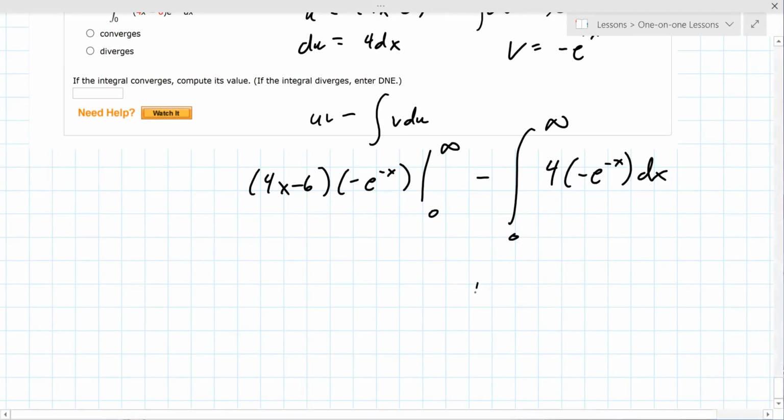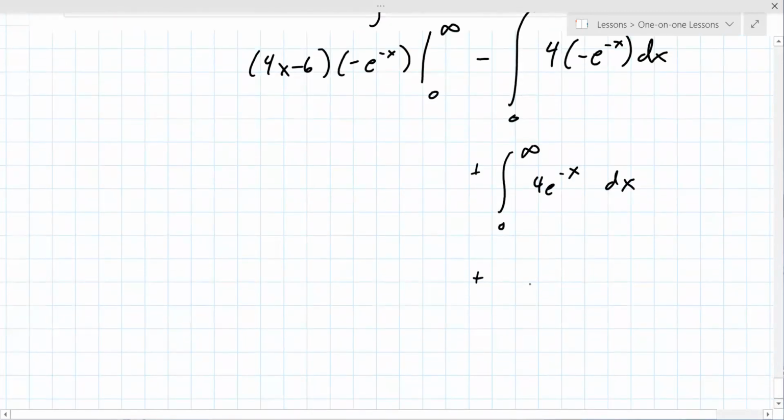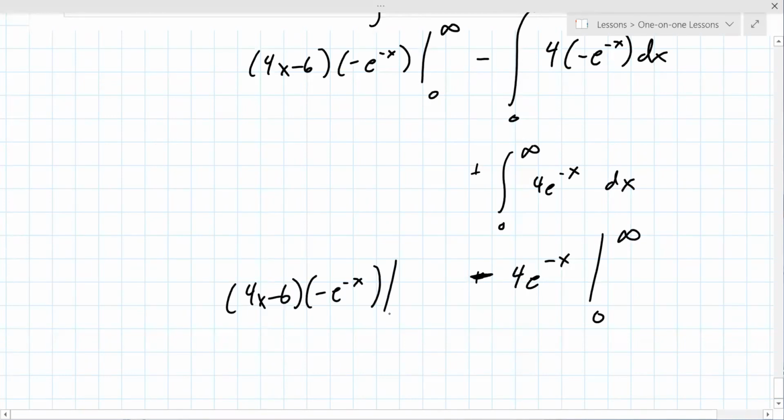The part on the right becomes plus the integral from 0 to infinity of 4 e to the minus x dx. The negatives just cancel out. And then you get minus 4e to the minus x, evaluated from 0 to infinity. And then you've got all this, 4x minus 6 times minus e to the minus x, evaluated from 0 to infinity.